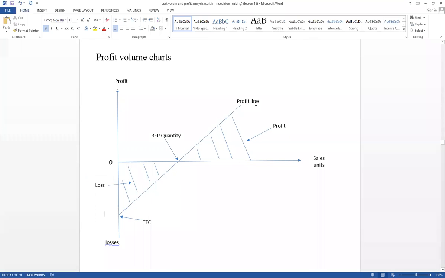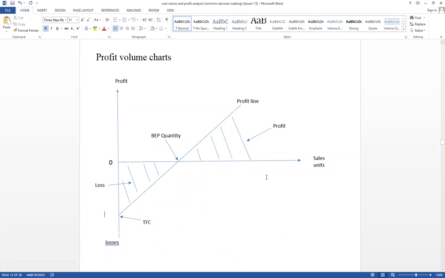This is a profit line. No need to draw total revenue, total cost. No need to draw. Only profit line. When quantity 0, total loss equal total fixed cost. When quantity increase, loss decrease. Here there is no profit and loss. Therefore, this is a break-even point quantity, and beyond the BP, there is a profit.